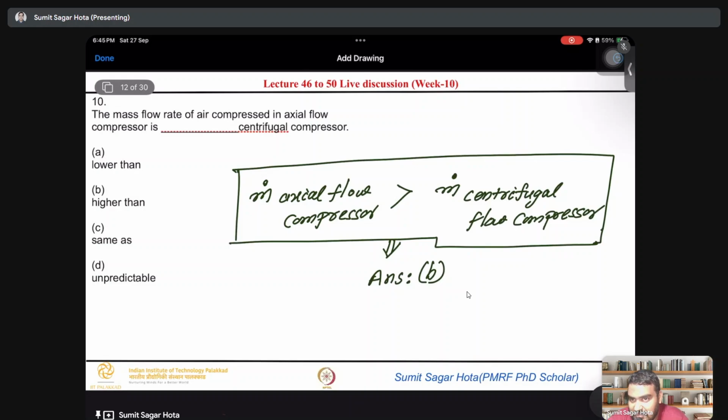The mass flow rate of the air compressed in an axial flow compressor is greater than, or higher than, that of the centrifugal compressor. The answer is B.